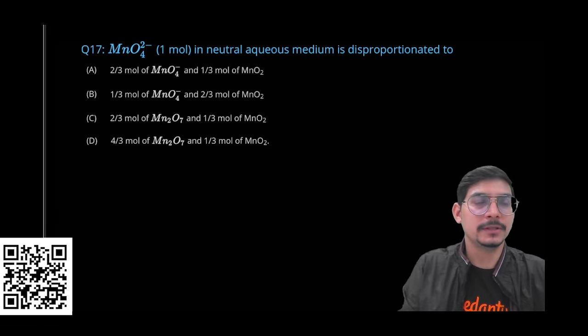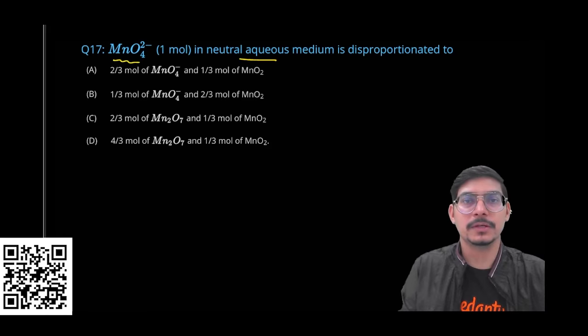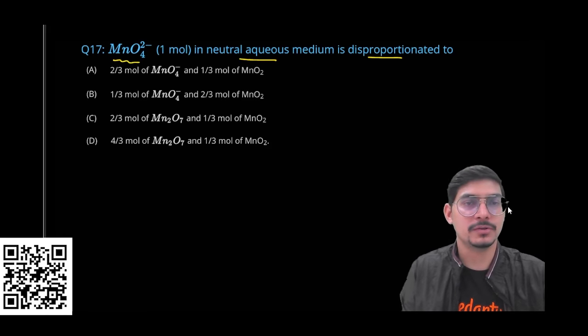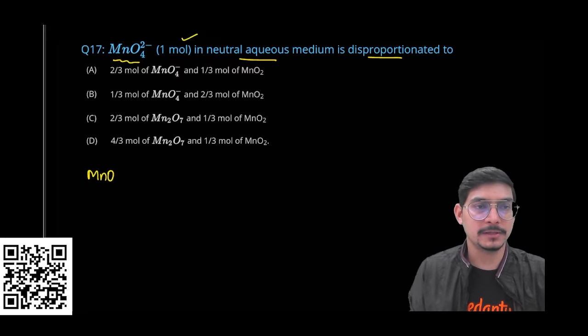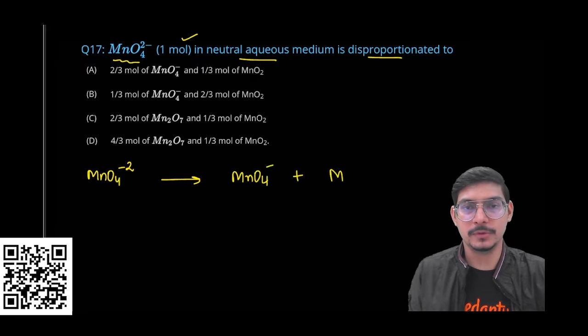Hi everyone. In this question, 1 mole of MnO4 2- undergoes disproportionation in neutral aqueous medium, and we have to find out the molar ratio of the products for 1 mole of the reactant. So let us start by writing the equation. MnO4 2- produces MnO4 - and MnO2.